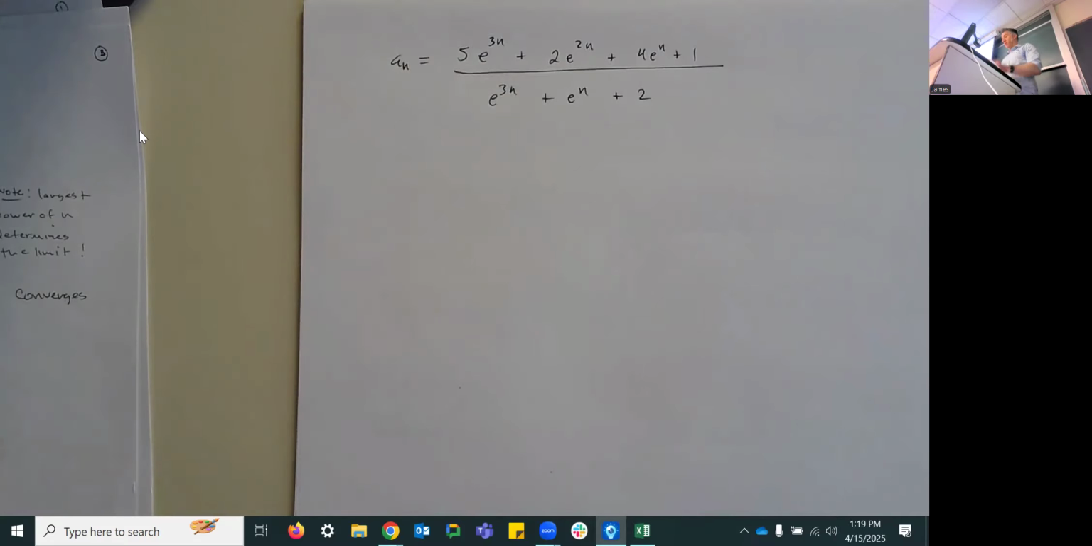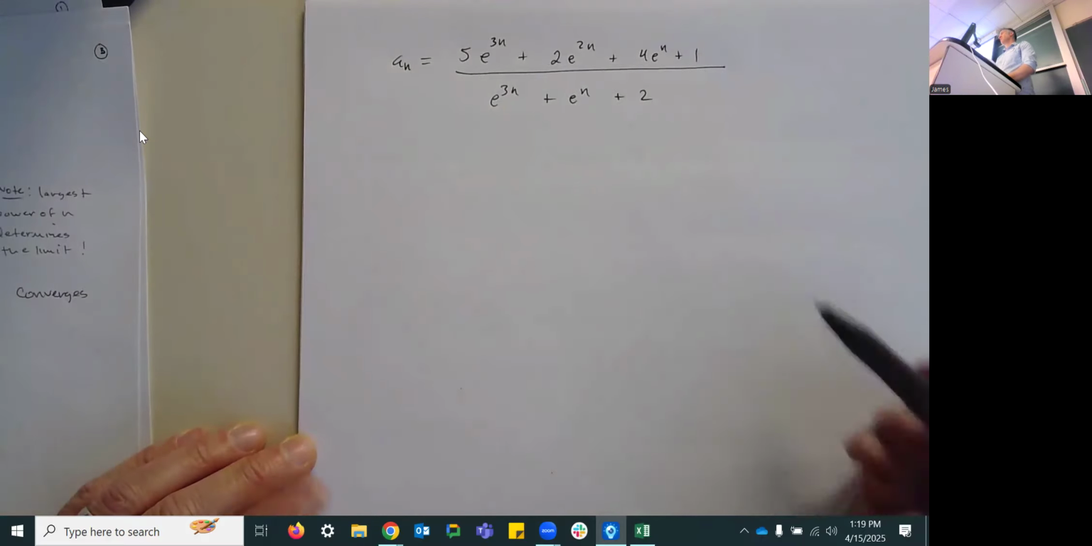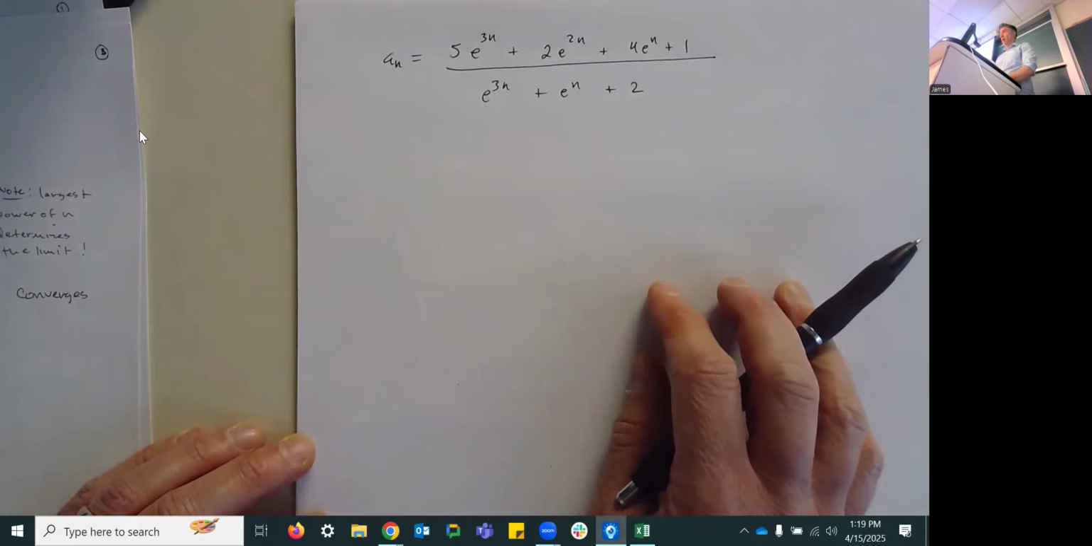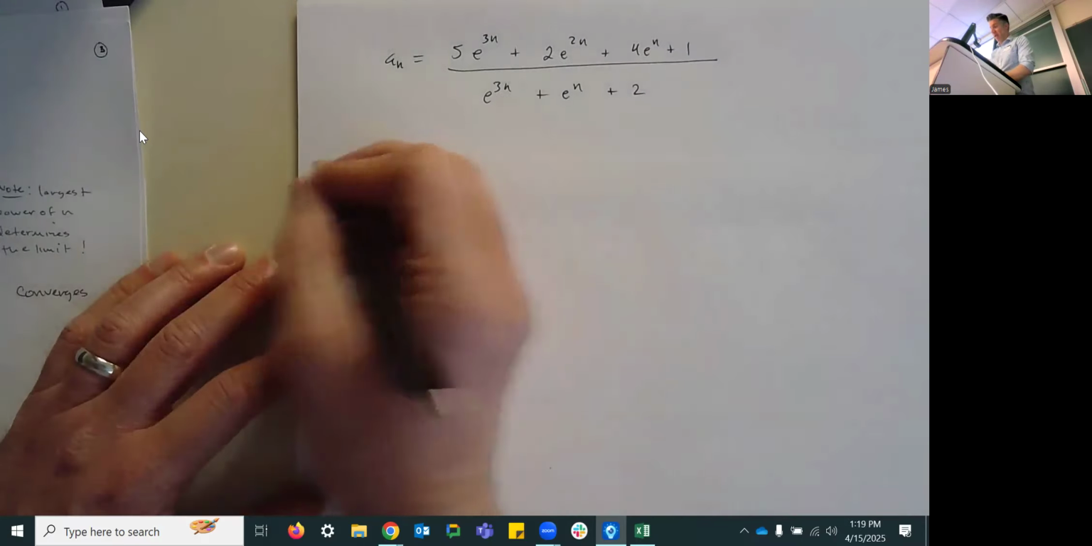So what gets bigger faster? e^(3n), e^n, or 2? It's going to be e^(3n), right? Whatever the biggest exponent on the e is going to give us the thing that increases the most rapidly. So we're going to divide everything by e^(3n).